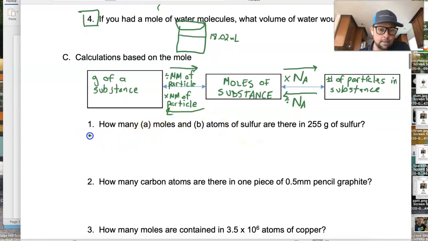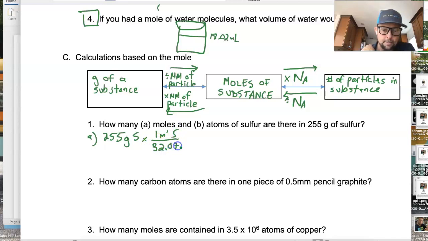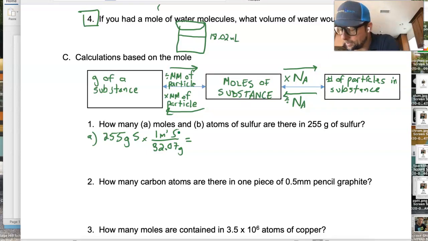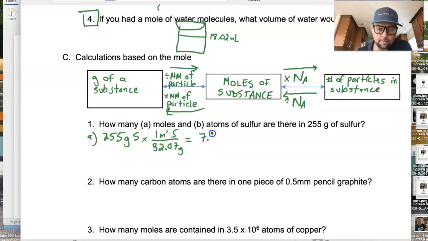How many moles of sulfur are in 255 grams of sulfur? So 255 grams of sulfur, and then we multiply by 1 over the molar mass. 1 mole of sulfur is 32.07 grams. That's right off the periodic table. Then we're done; we just type that in our calculator. 255 divided by 32.07. Hopefully you are doing this along with me. And you get 7.95 moles, so almost 8 moles of sulfur.